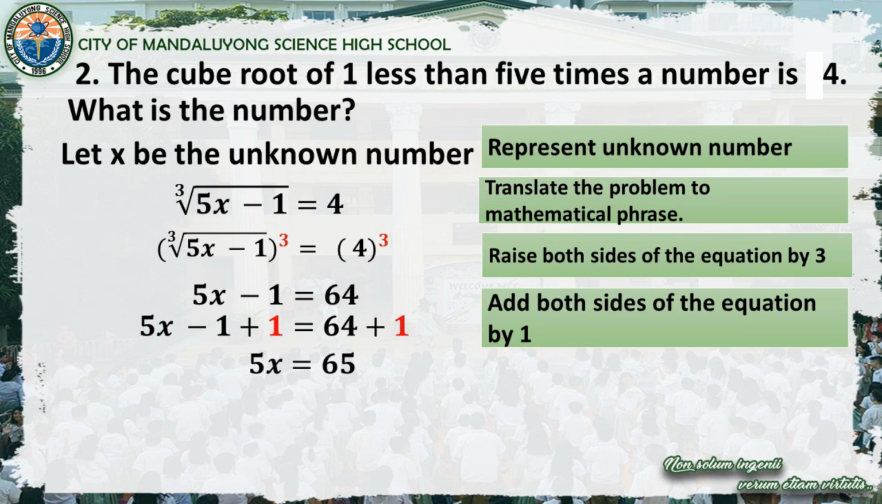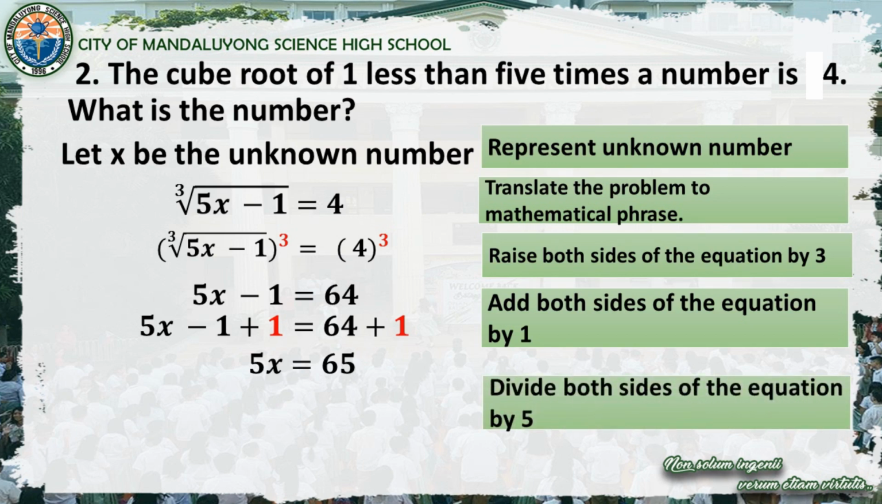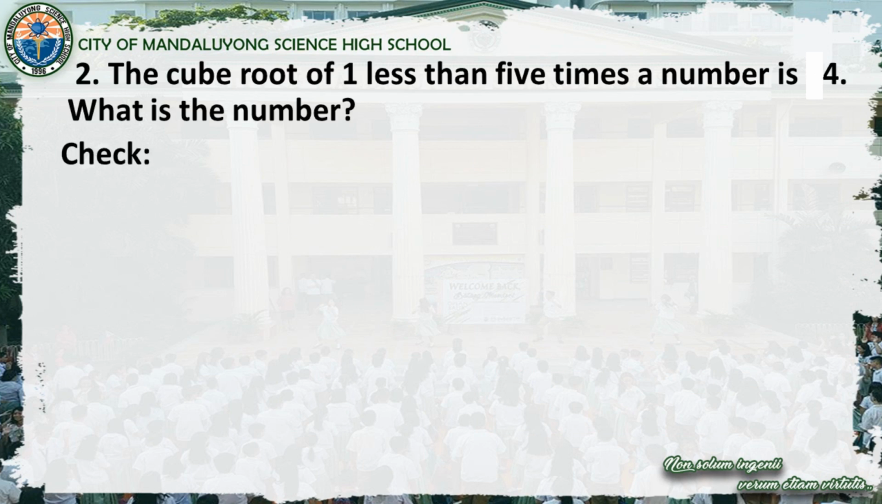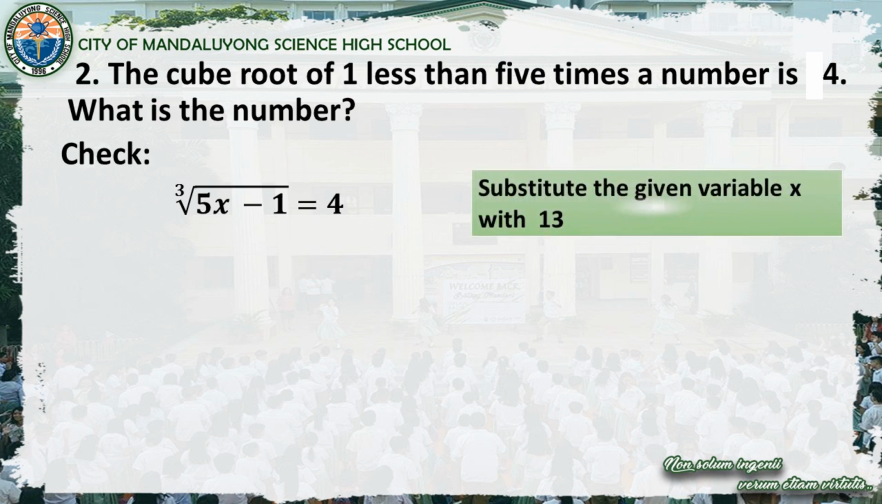And to finally solve for x, simply divide both sides of the equation by 5. And so, the value of x is equal to 13. So once again, let us verify if our answer is right. So go back with the equation. So cube root of 5x minus 1 is equal to 4. Again, just simply substitute the given variable x with 13. And so we have cube root of 5 times 13 minus 1 is equal to 4.